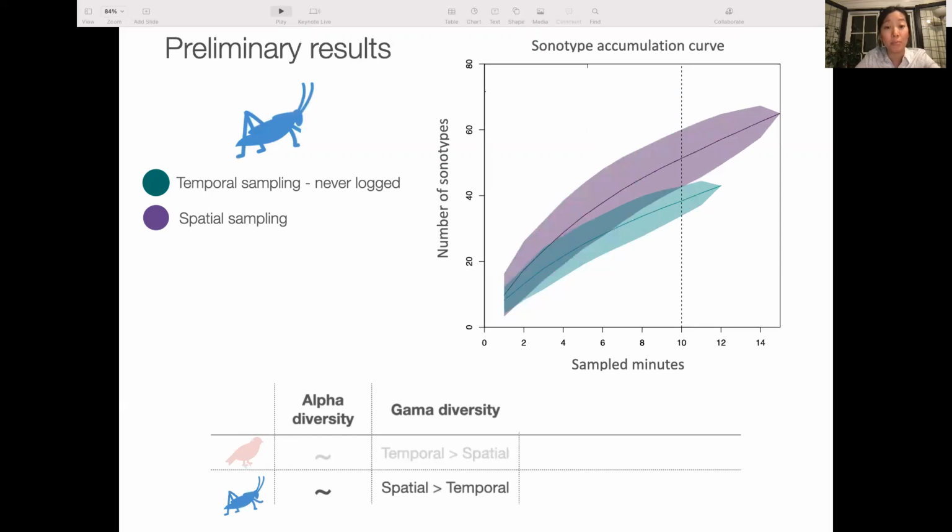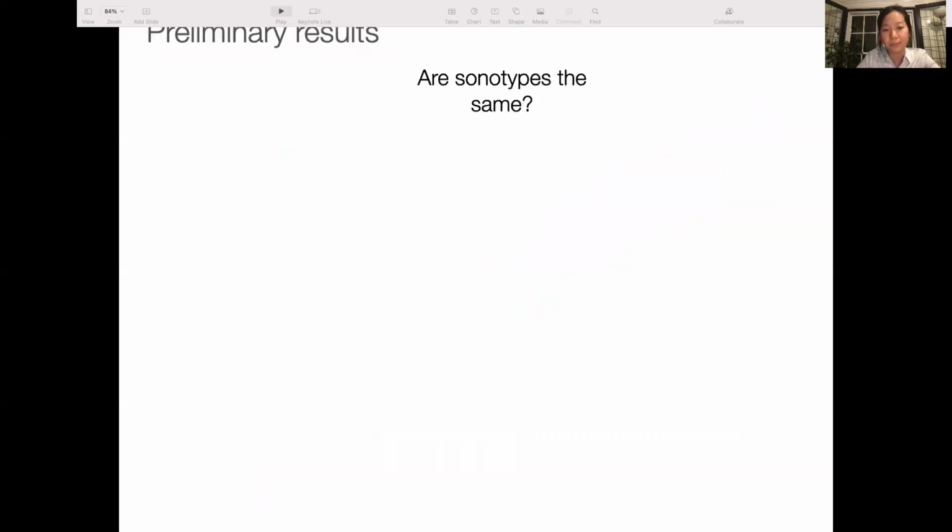And we found the opposite for insects. There was also no difference between the number of sonotypes per group, but sampling over space yielded a greater accumulation of different insect sonotypes than sampling over time.